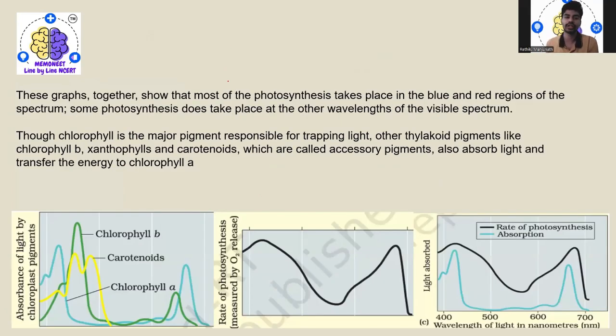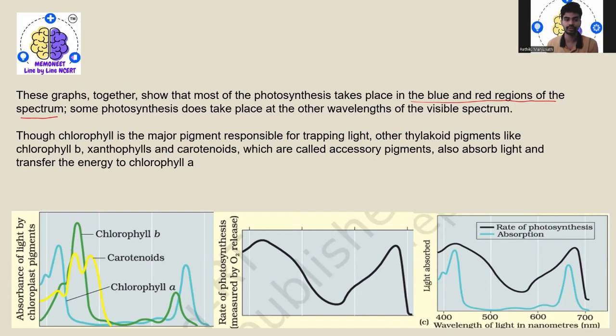This graph shows that most of the photosynthesis takes place in the blue and red regions of the spectrum. Before, we had a spectrum, right? One thing was clear with the spectrum: the graph that you are seeing here shows that most of the photosynthesis takes place in the presence of the blue and red regions of the spectrum, and photosynthesis does not take place much at the other wavelengths of the visible spectrum.